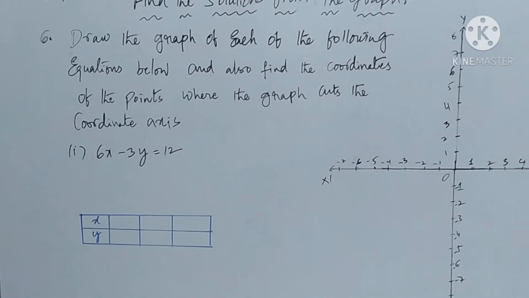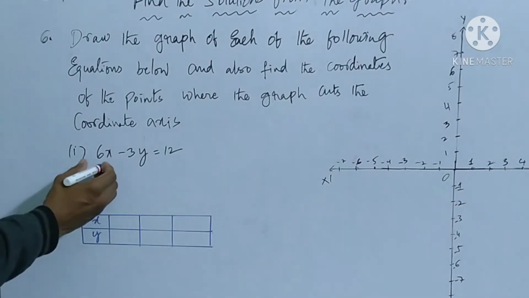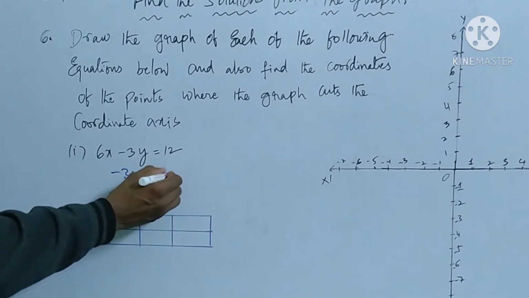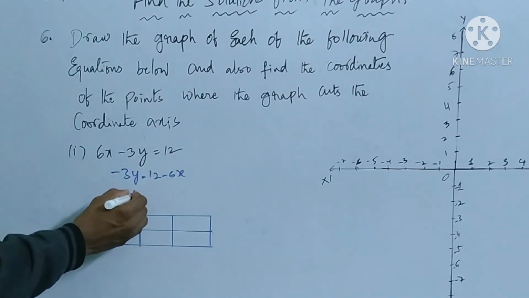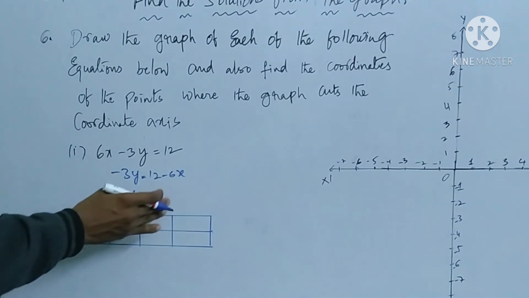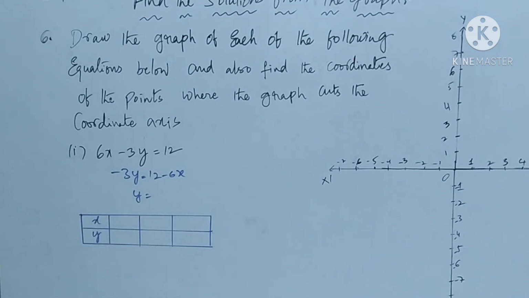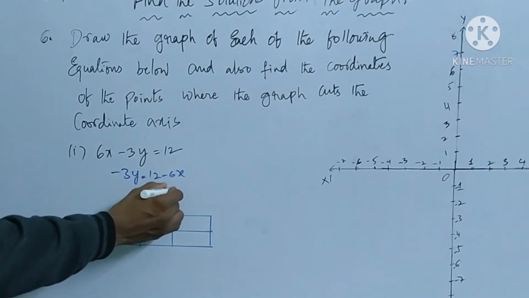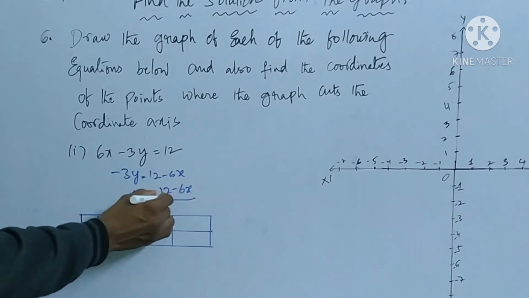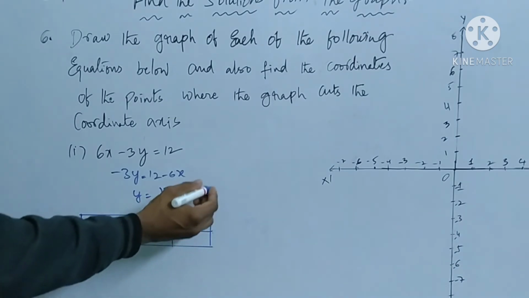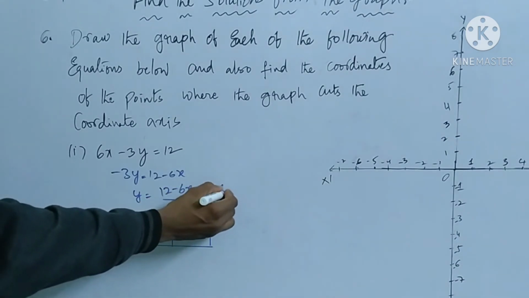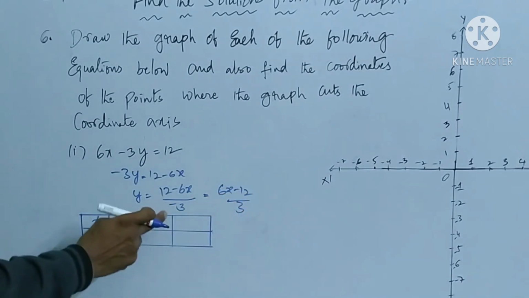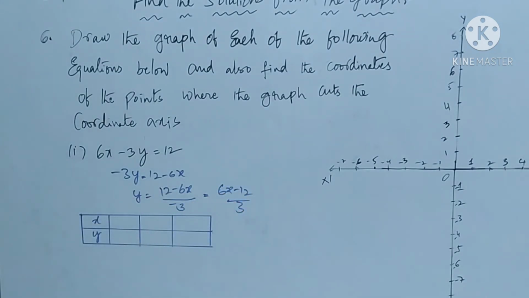So transpose the terms. Minus 3y is equal to 12 minus 6x. So y is equal to (12 minus 6x) divided by minus 3, which is equal to (6x minus 12) by 3.